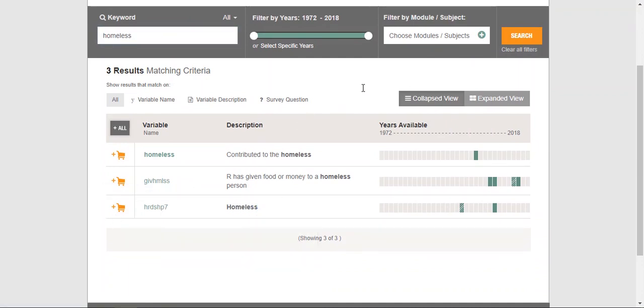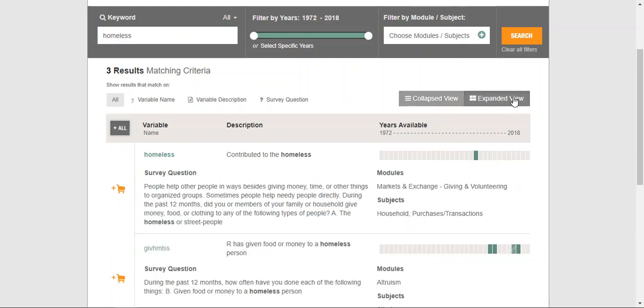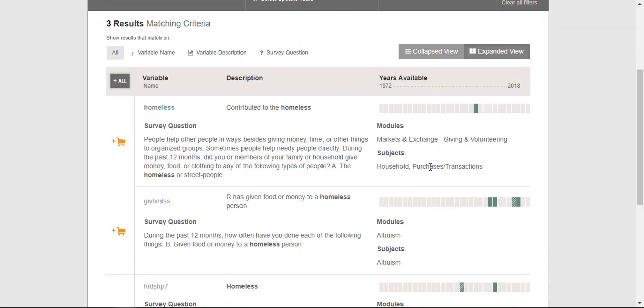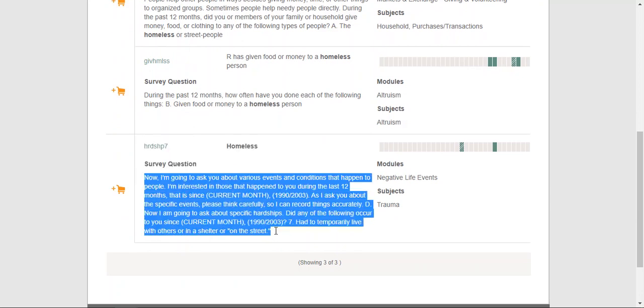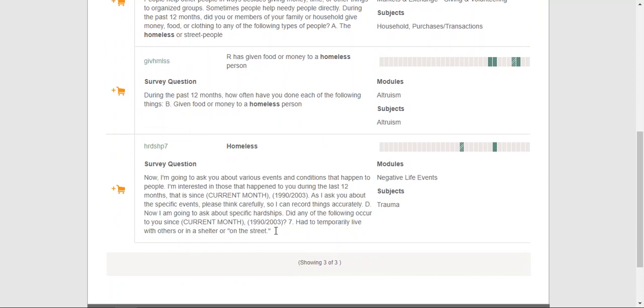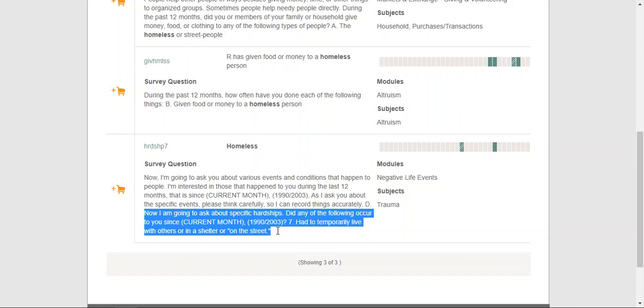What I like to do then is go over to Expanded View, and this gives you the question. Imagine essentially what the survey was: someone either called or met someone in person and asked a question like this. For this one down here, someone literally asked this question to one of the people in the survey. Now I'm going to ask you about various events and conditions that happen to people. I'm interested in those that happened to you during the last 12 months. I'll ask you about the specific events. Please think carefully so you can answer accurately. Now I'm going to ask about specific hardships. Did you have any of the following?